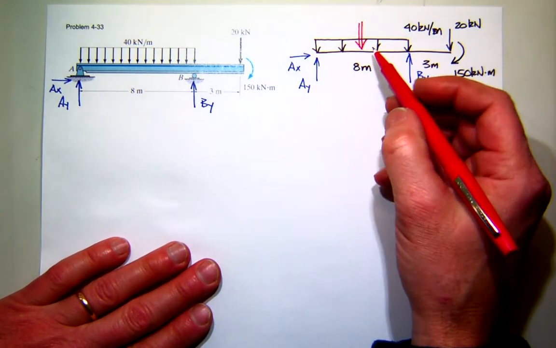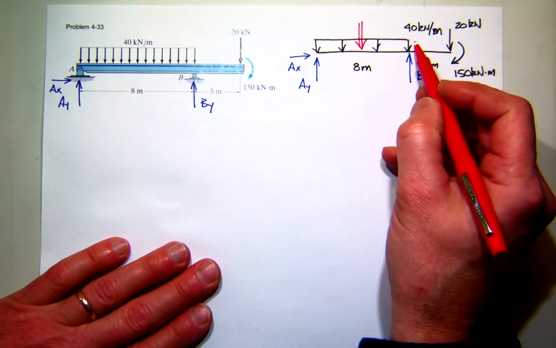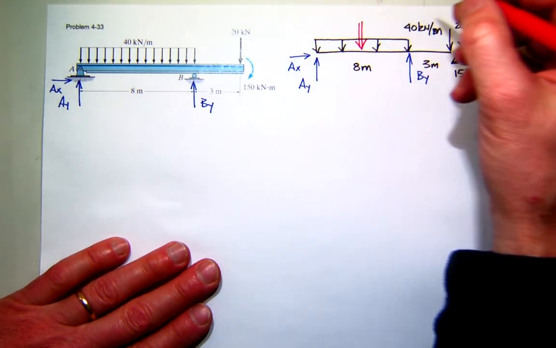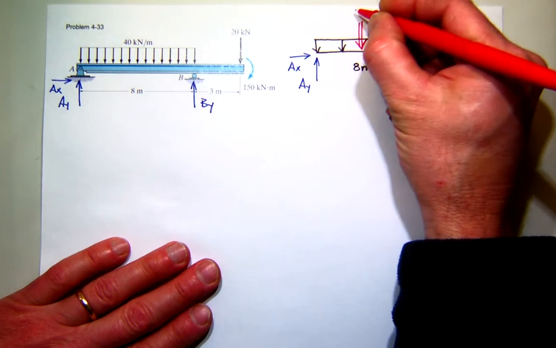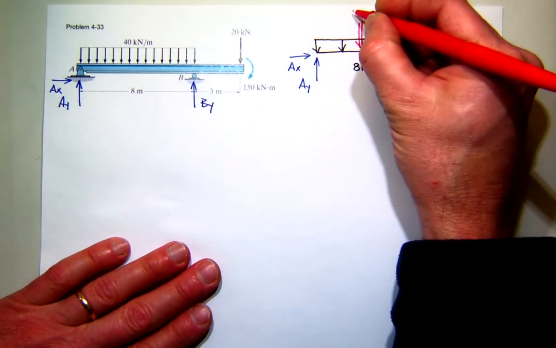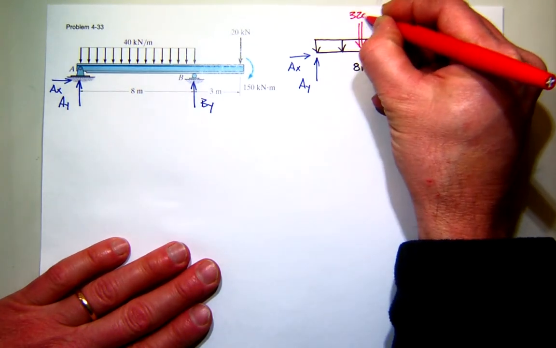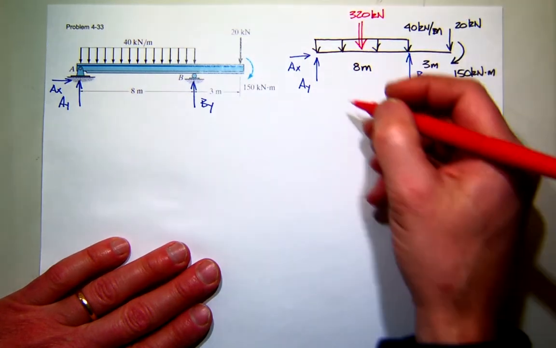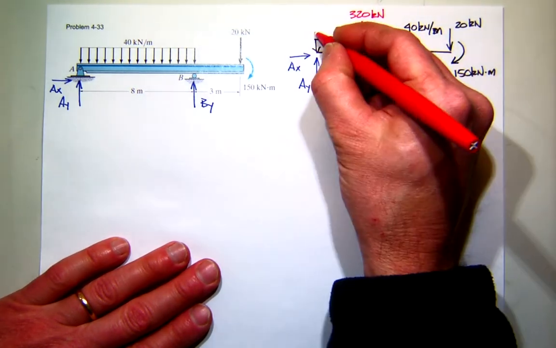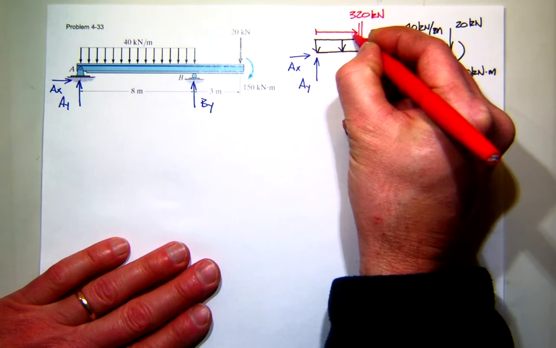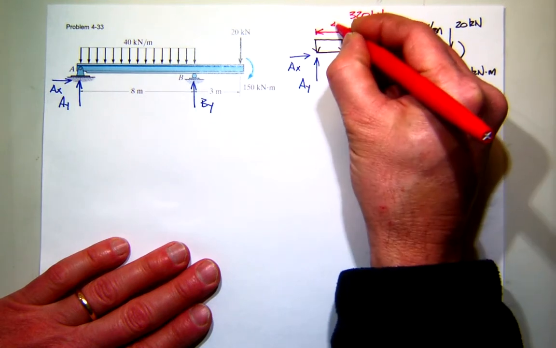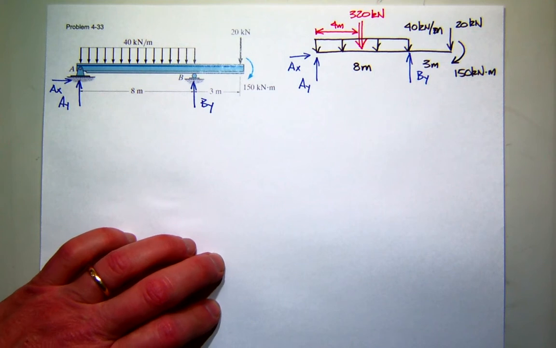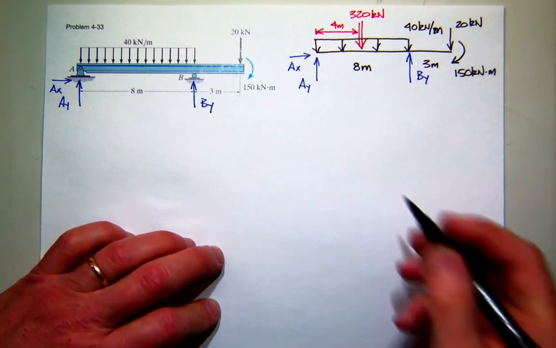So to find the value of the force, we want the area under the curve, which is 40 times 8. Right? So that's 320 kilonewtons. And the distance, the centroid, will be half the distance, so that'll be 4 meters. So with that, we have all of the components that we need to find the reactions.